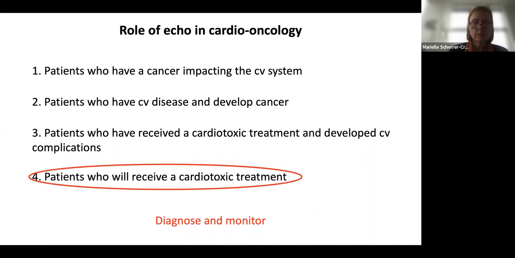I will actually talk mainly about the patients who will receive a cardiotoxic treatment. But as you know, there are many other roles of echo in patients who have cardiac and cancer issues: the cancer impacting the cardiovascular system, the patients who have cardiovascular disease and develop cancer, the patients who have received a cardiotoxic treatment and developed cardiovascular complications. But I think that most of the research has been done in patients who will receive a cardiotoxic treatment, and so that's what I will focus on.